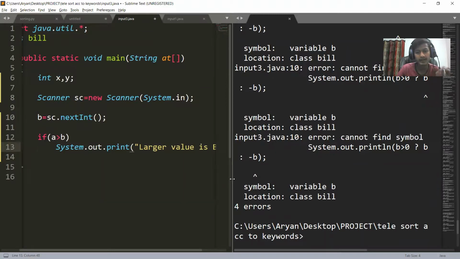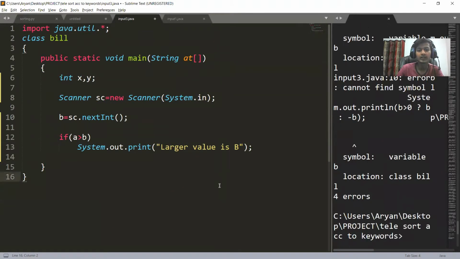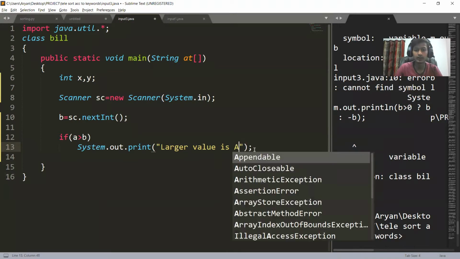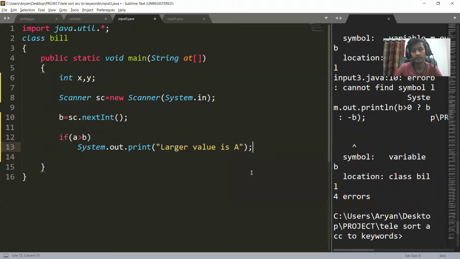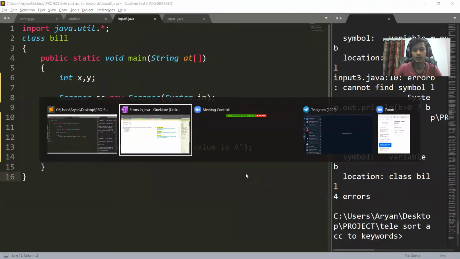This program will execute fine also. But our desired output, the output that we require, will not be the one that we get. Instead of this, what should be there? The larger value is a. Therefore, these are known as logical errors.